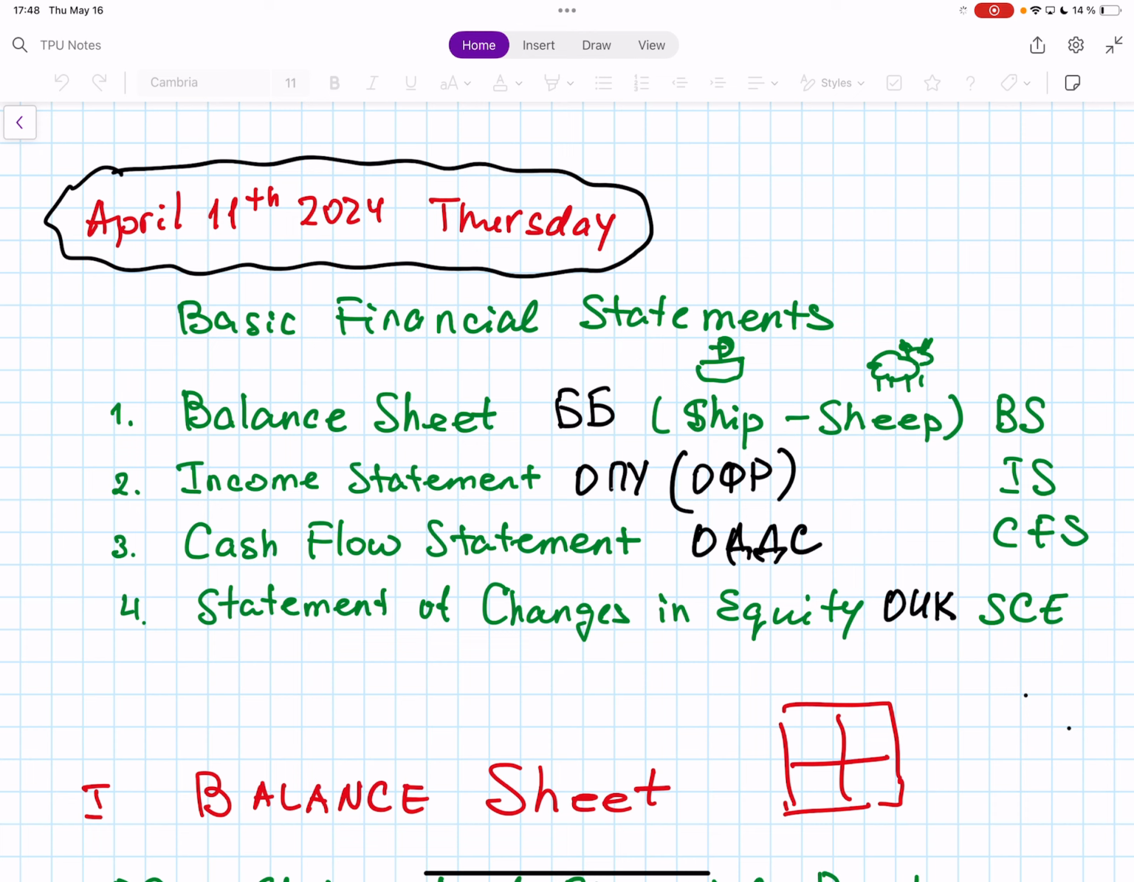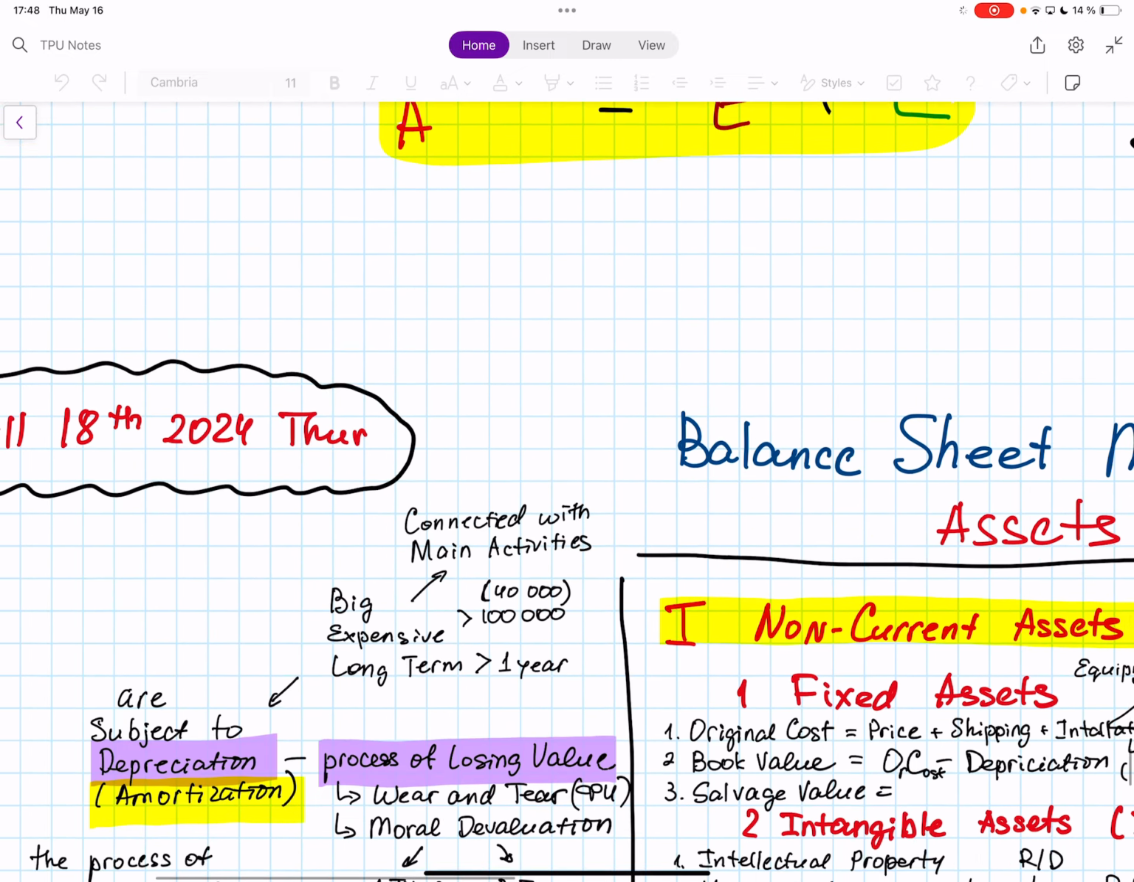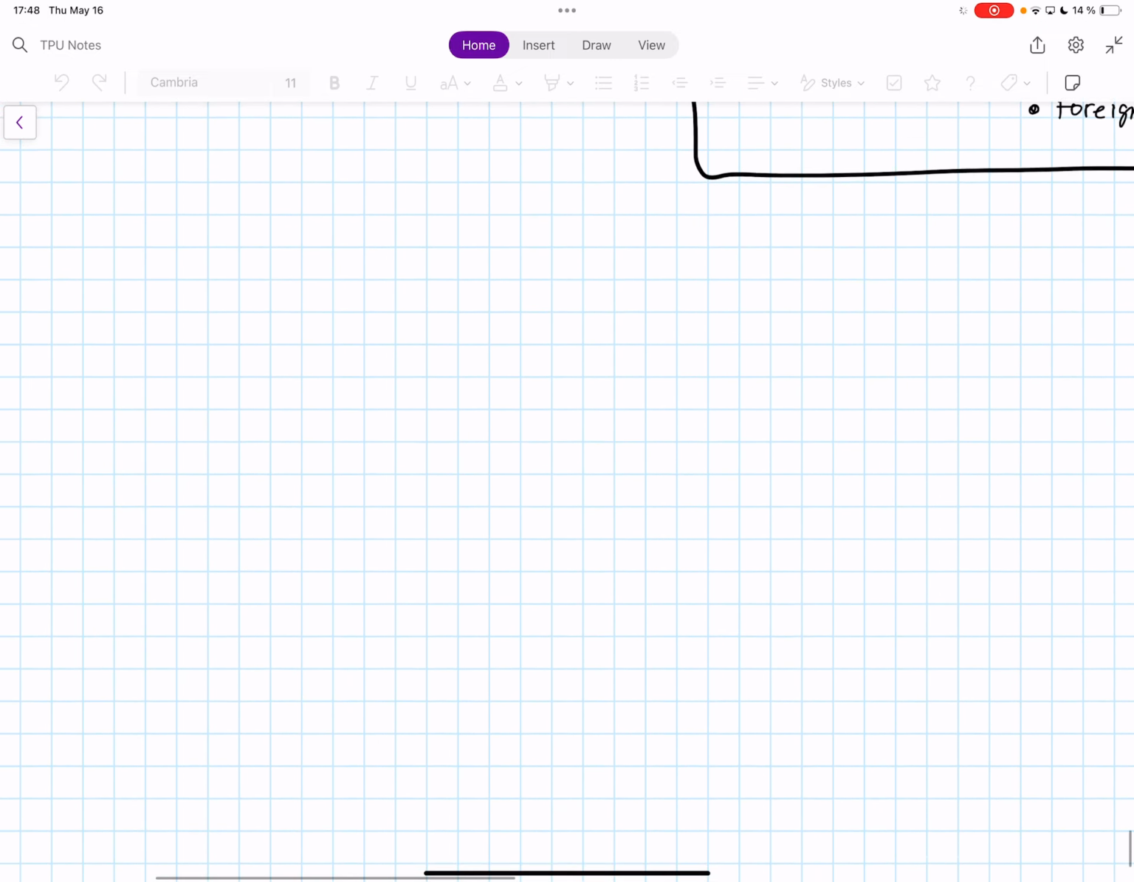Well, the easiest one is the fourth, who can do it? What is OIK? Statement of changes in equity. Thank you, ladies. Okay, income statement. That's what we will talk about today.